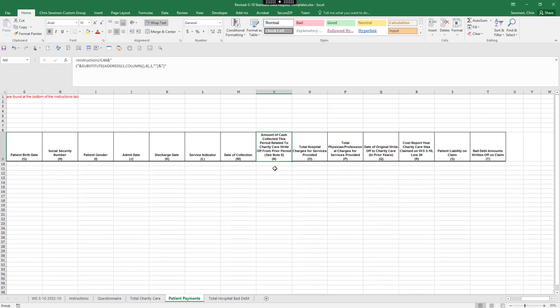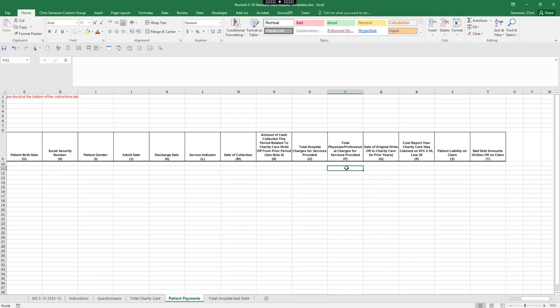It's not expected these will be very big amounts, because again, the patient has already had their liability reduced due to that being written off as charity care. So that's what Note 6 is about. In that situation where there is actually a payment like this, we want to know, in column O, what were the total hospital charges for those services in question? Were there any total physician or professional charges for those services in question?